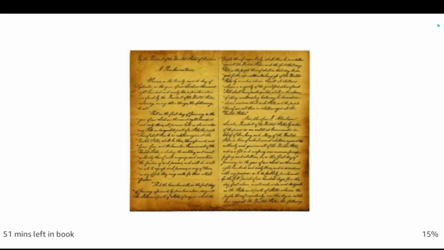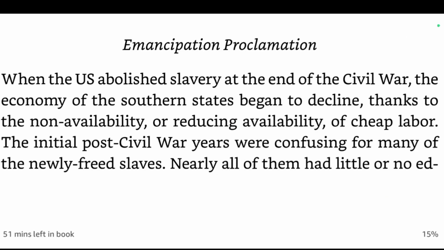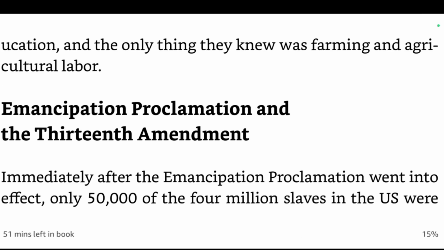When the US abolished slavery at the end of the Civil War, the economy of the southern states began to decline. Thanks to the non-availability or reducing availability of cheap labor, the initial post-Civil War years were confusing for many of the newly freed slaves. Nearly all of them had little or no education, and the only thing they knew was farming and agricultural labor.